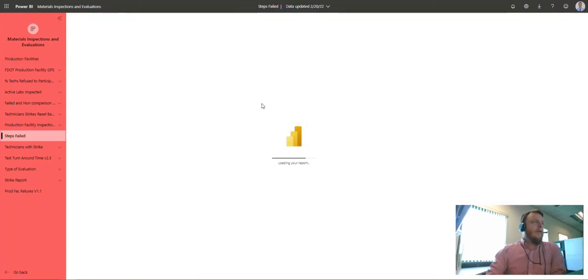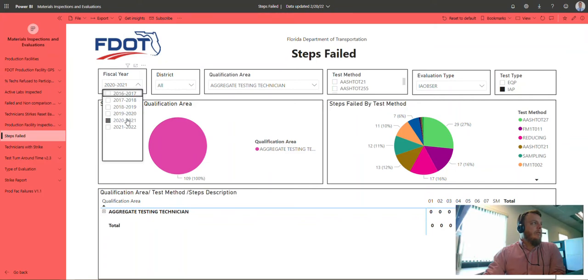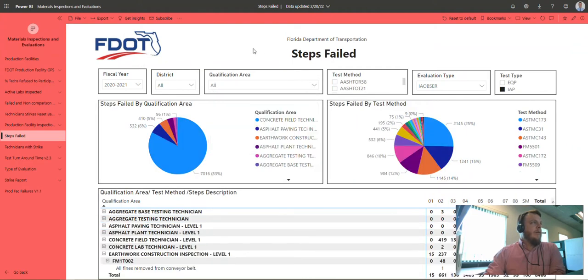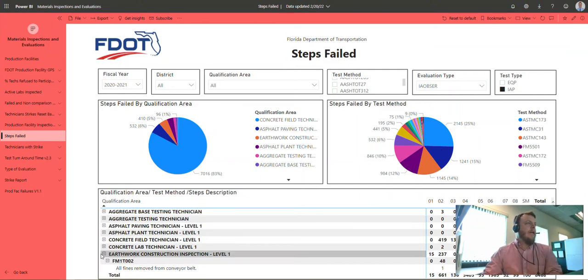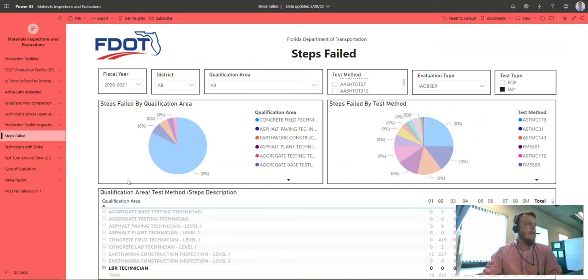This is steps failed. This goes into the in-depth on which steps specifically failed during IA evaluations. So fiscal year, this is set up to look at these individual fiscal years. You can filter by district, qualification area, and we can see by test method. We can look at which specific methods if we wanted to break it down to that level. But you can see an overall here by test method and by qualification area. And then our table down here will give us by district as well as by each of these individual methods.